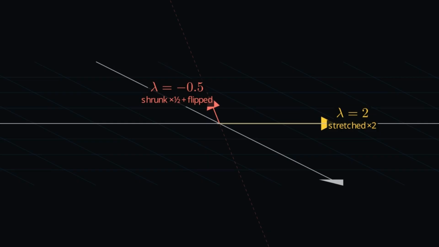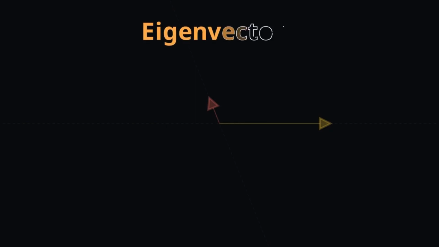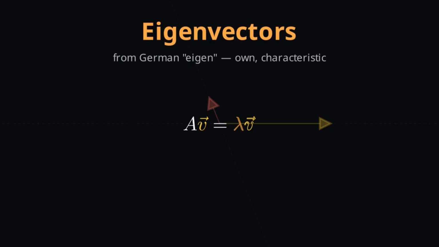They might get longer, shorter, or flip backward, but their direction is immune to the transformation's rotational effects. These structurally vital arrows are the eigenvectors, from the German eigen, meaning own or characteristic. The amount they stretch or shrink is their eigenvalue. This is captured by the fundamental equation: A times v equals lambda times v.